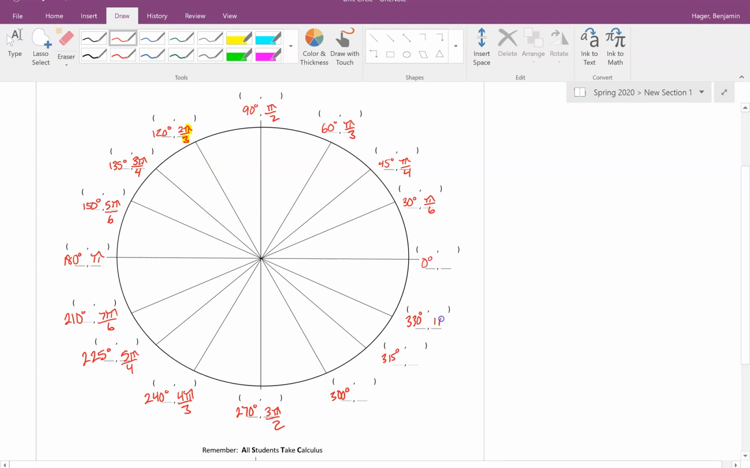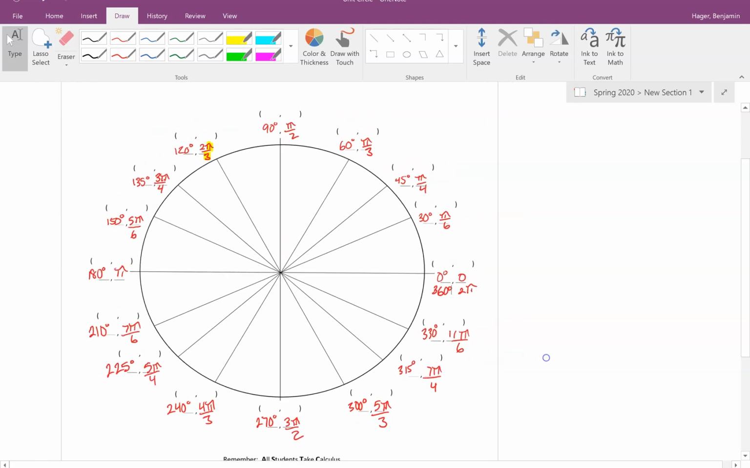So let me see, this would be 11 pi over 6. These are pi over 4s, that would be 7 of them. Pi over 6s, this would be... pi over 3s, this would be 5 pi over 3. And I'm going to write this as 0 or 360, because if I go all the way around, now I'm at 360, or 0, or 2 pi.